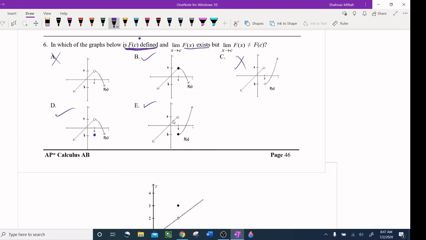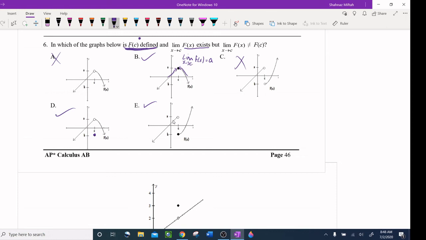Now let's go for the limit as x approaches C exists. So I'm going to go here first. Limit as x approaches C from the right, limit as x approaches C from the left is equal to A. Yeah, that exists. The limit as x approaches C of f of x is equal to A. Okay, good. Now try this.